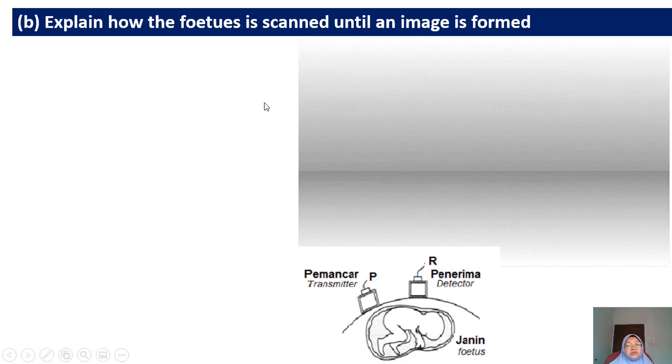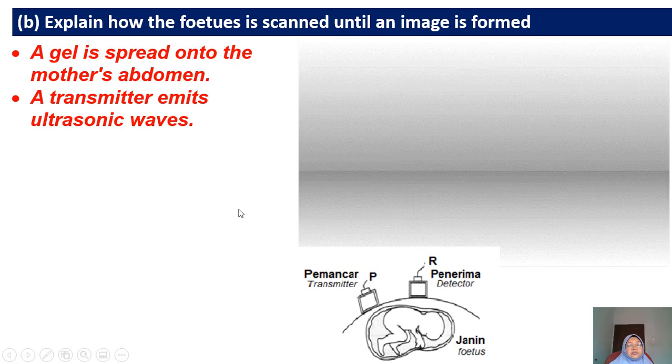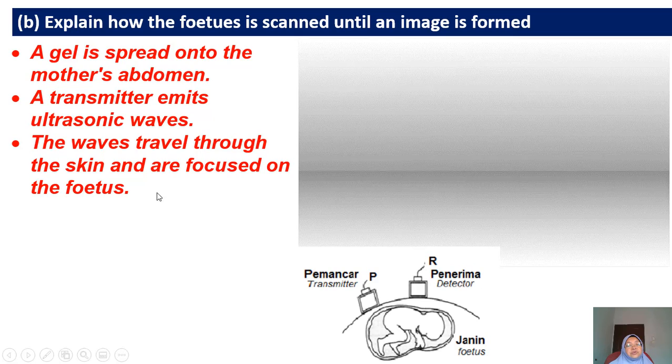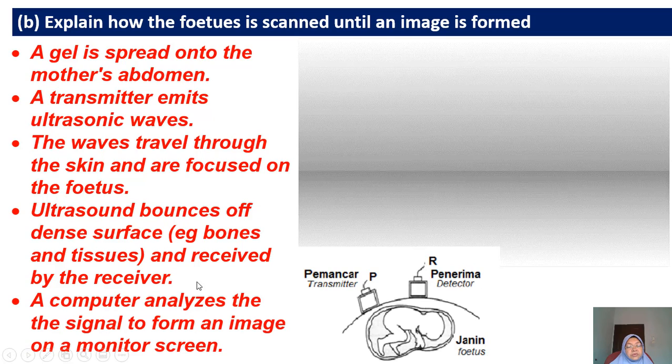Explain how the fetus is scanned until an image is formed. A gel is spread onto the mother's abdomen. The transmitter emits ultrasonic wave. The waves travel through the skin and are focused on the fetus. Ultrasonic waves bounce off dense surfaces, for example bones and tissues, and are received by the receiver. A computer analyzes the signal to form an image on a monitor screen.